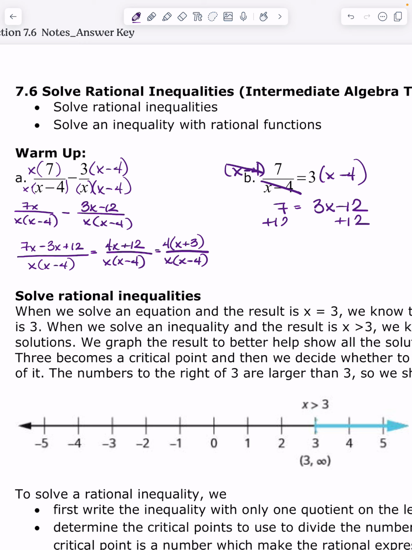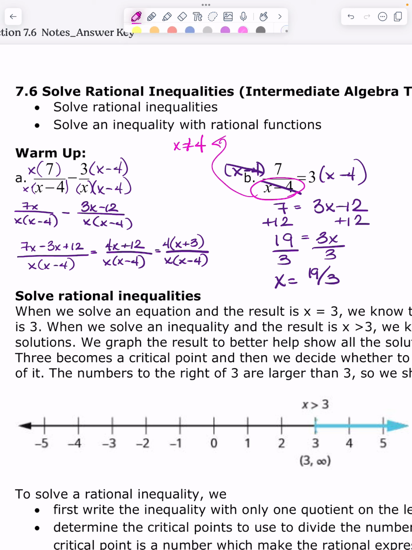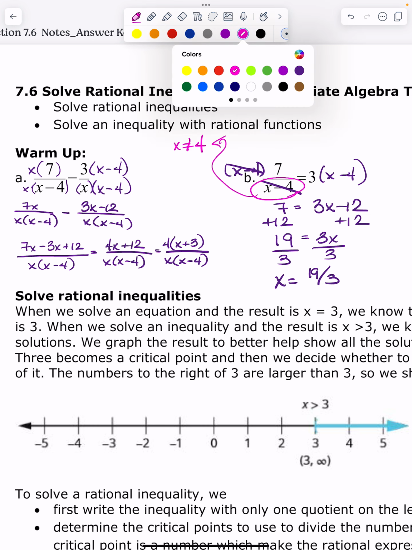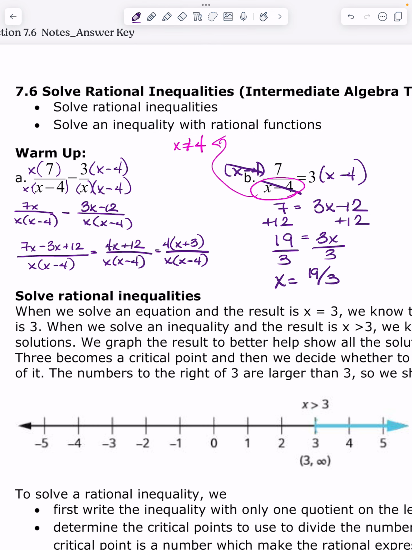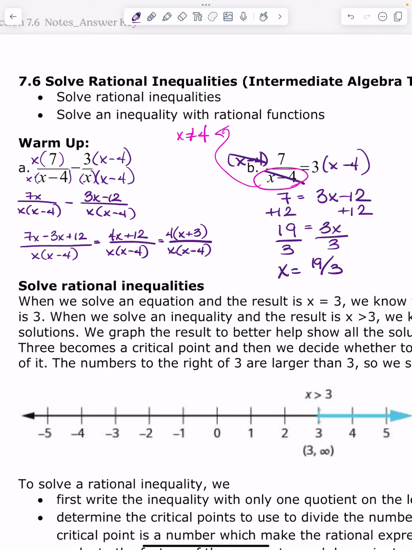I'm going to add 12. I get 3x equals 19. And x equals 19 thirds. I'm not going to worry about converting that to a mixed number. Keep in mind that there is an issue here. Because of this denominator, I know that x cannot be 4. That would give me a 0 in the denominator. But that's not what we get as an answer, so we're good.